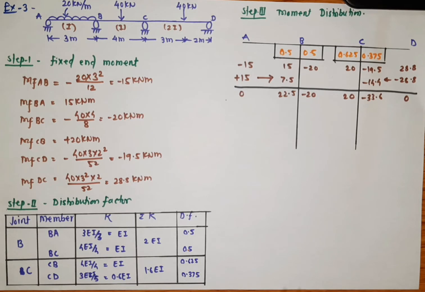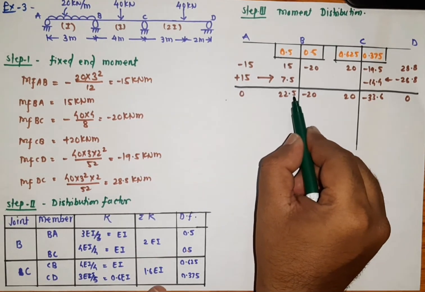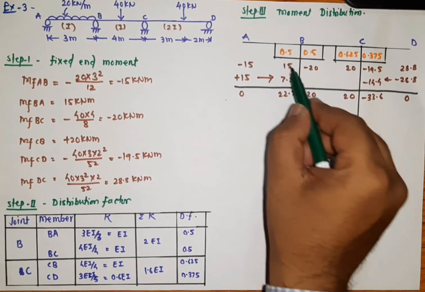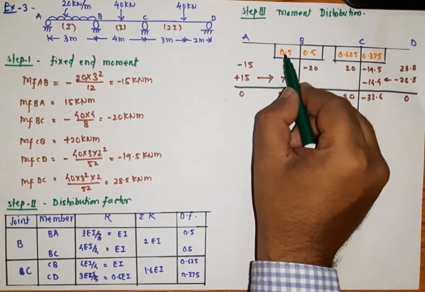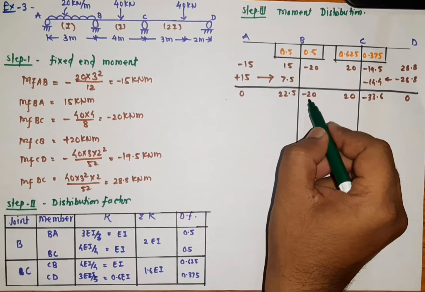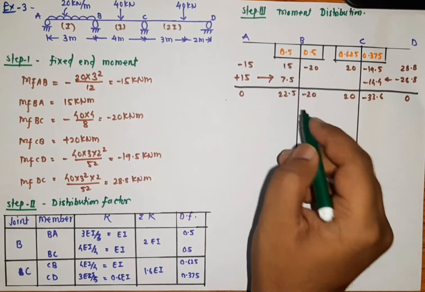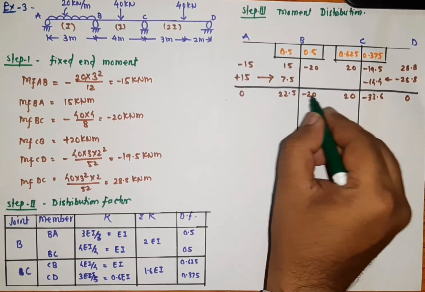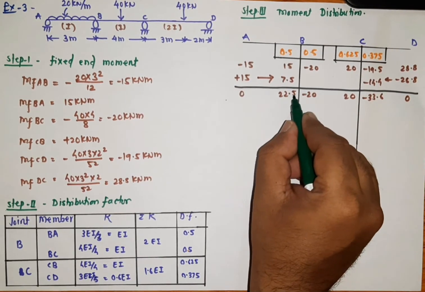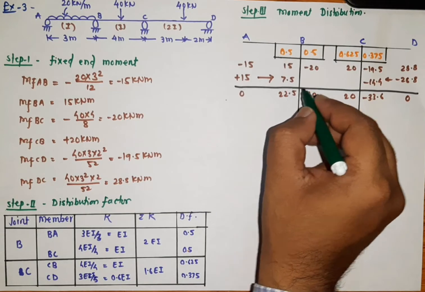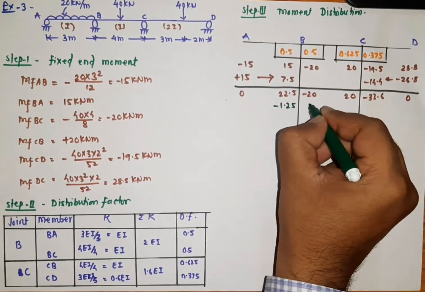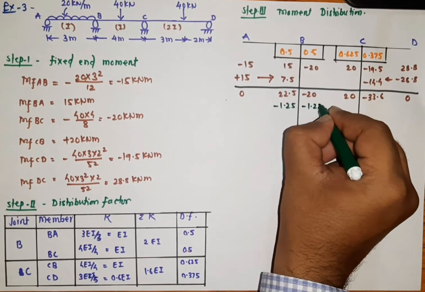We have to add these two, 22.5 minus 20, and multiply the addition with 0.5. If we add, the value will be plus, because 22.5 is more. That's why if we multiply with 0.5, it will be minus 1.25. Again, it will be minus 1.25.